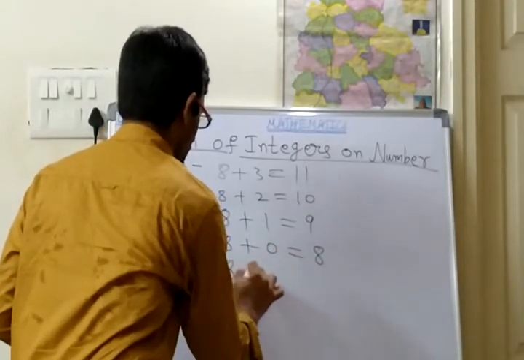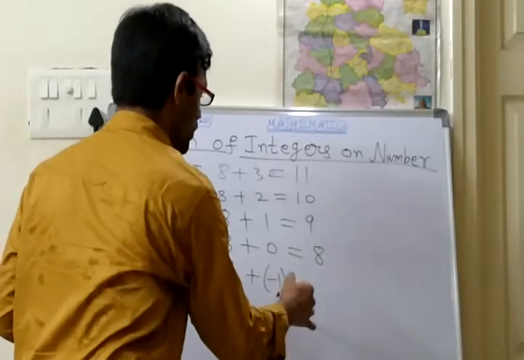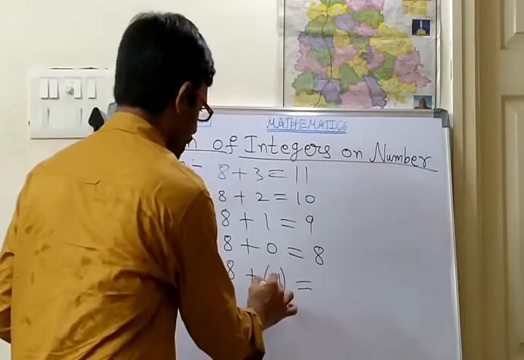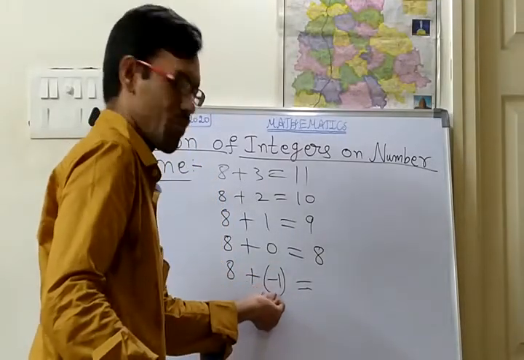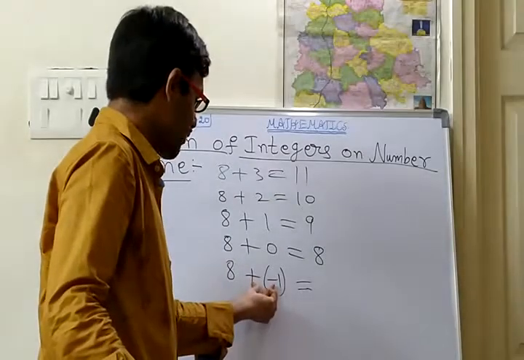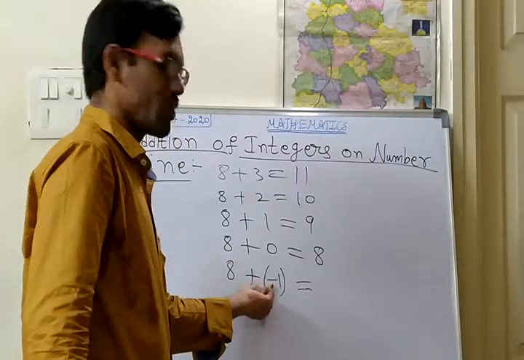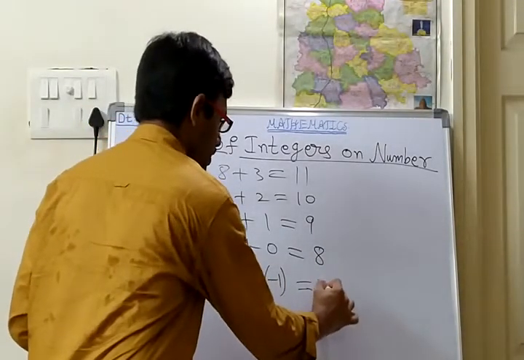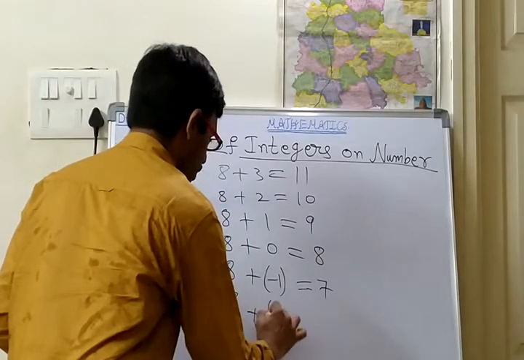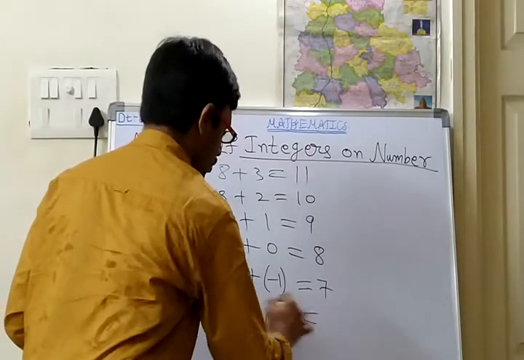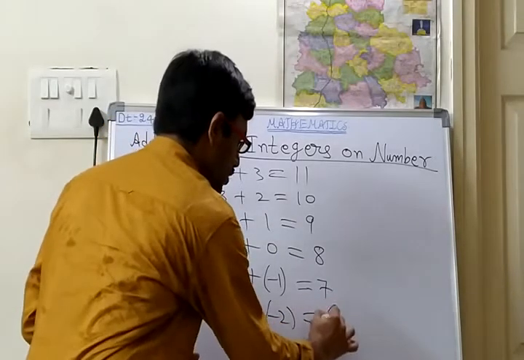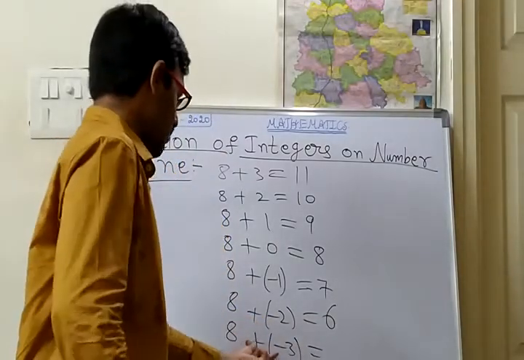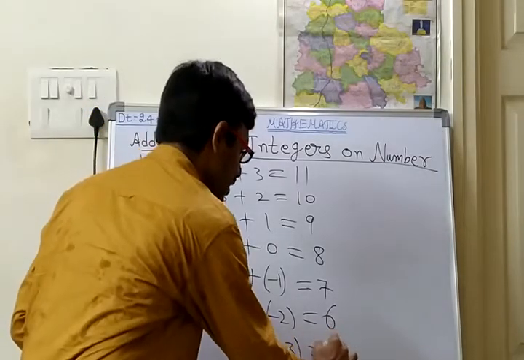8 plus of minus 1. Before 0, what will there be? Negative numbers. So 8 plus of minus 1. Here there is a bracket between the two symbols, so what should you do? You should multiply these two symbols. You people might be knowing the multiplication of signs: plus into minus is minus. So 8 minus 1 is 7. 8 plus of minus 2 is 8 minus 2, which is 6. Next, 8 plus of minus 3 means 8 minus 3, which is 5.